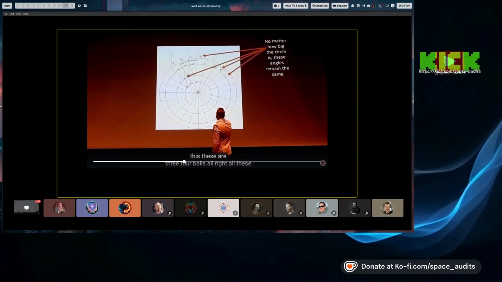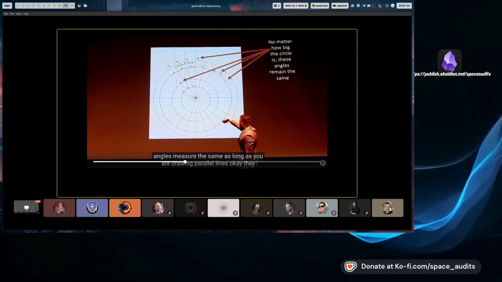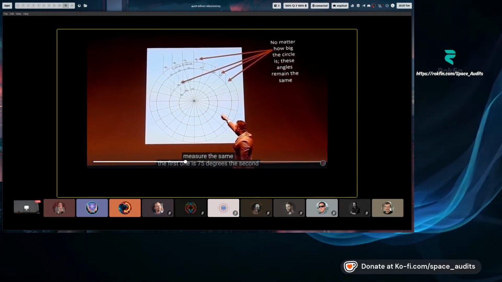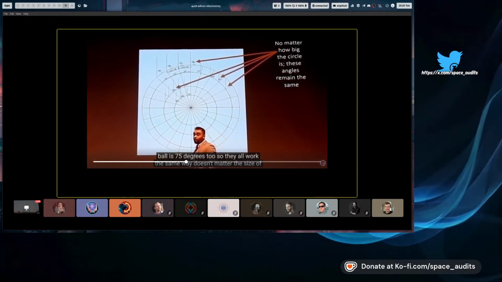So in fact, these are 4 balls, all right? All these angles measure the same, as long as you are drawing parallel lines, okay? They measure the same. The first one is 75 degrees, the second ball is 75 degrees too. So they all work the same way. It doesn't matter the size of the ball.